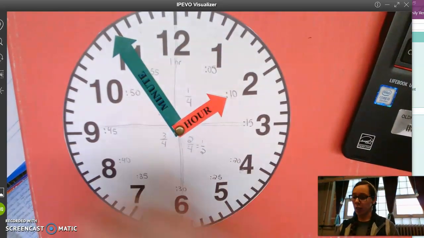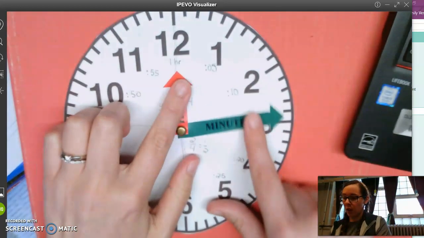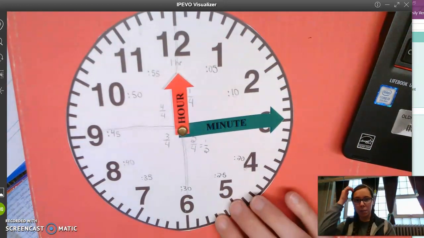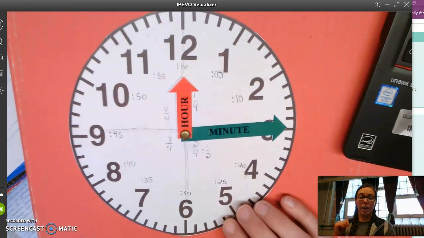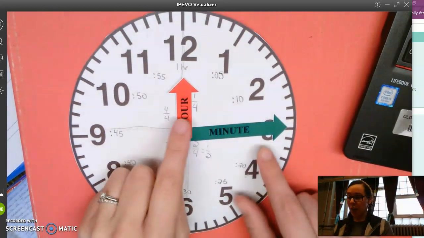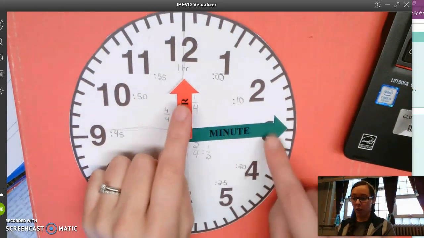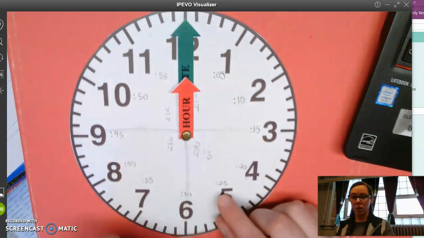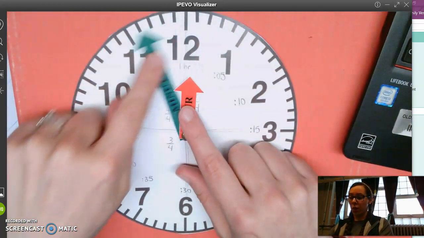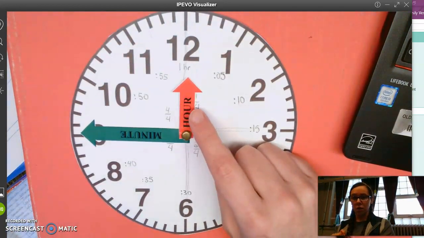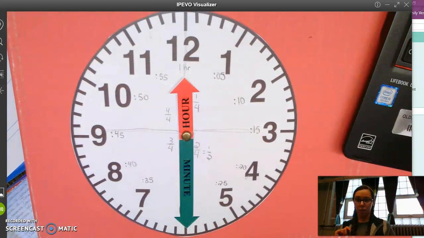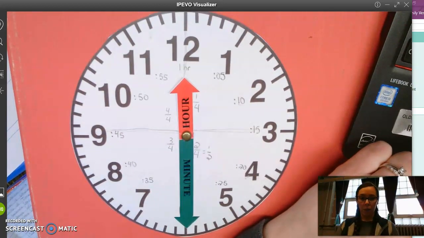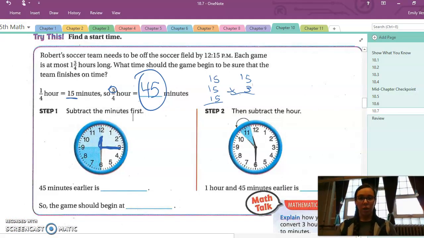So here's our clock. Let's make our hands look like their hands. They have to be off by 12:15. And remember, if each of these is 15 minutes, and I have to go back 45 minutes, then I'll just count backwards as I go. So here's 15 minutes, 30 minutes, 45 minutes. Okay. Then we'll come back up here. So 45 minutes earlier is what time?